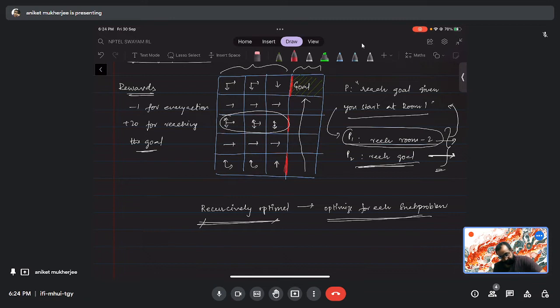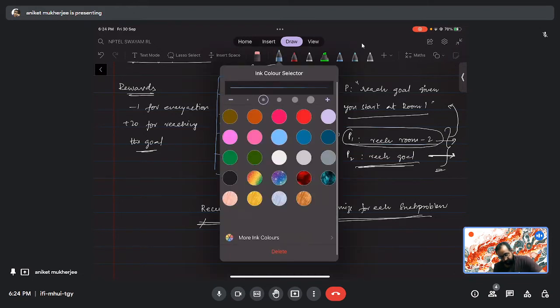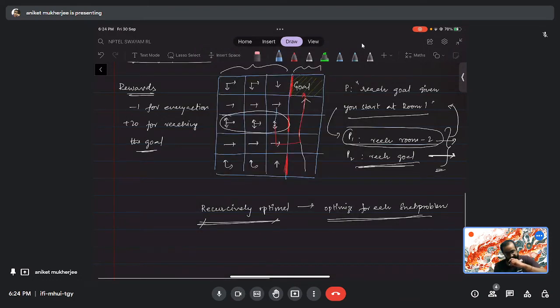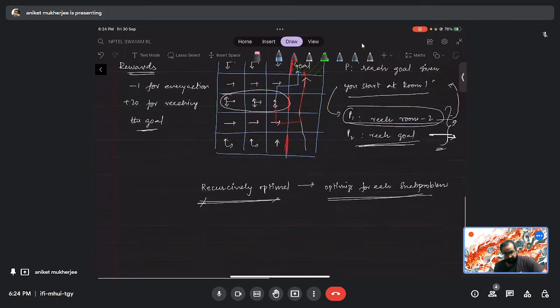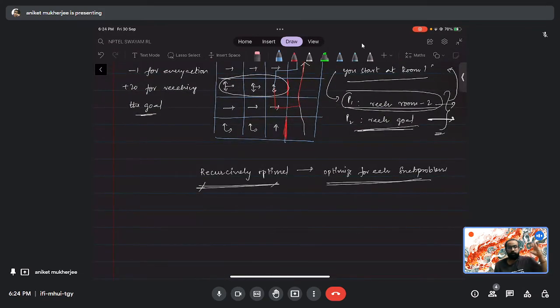So if you see the optimal policy that was for subproblem 1, you could take a case where it went around door 1, but actually the optimal policy was to just go. So now these policies are called recursively optimal, where you optimize for each subproblem and you don't care whether it is optimal for the larger problem.